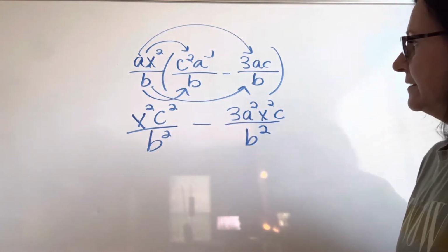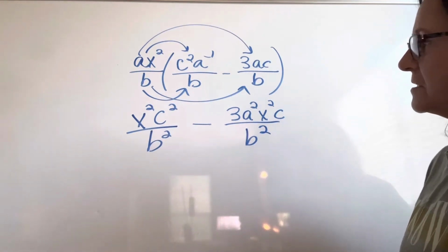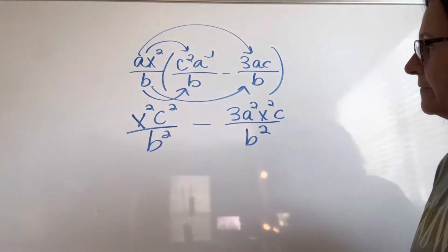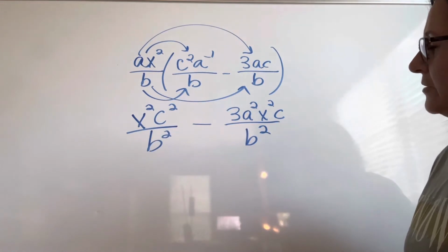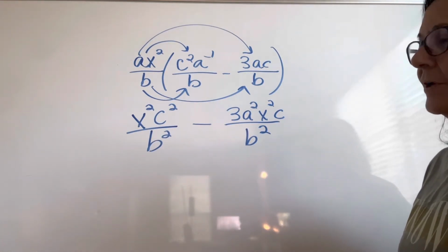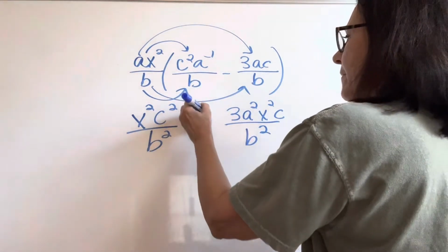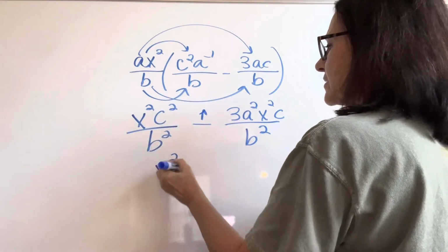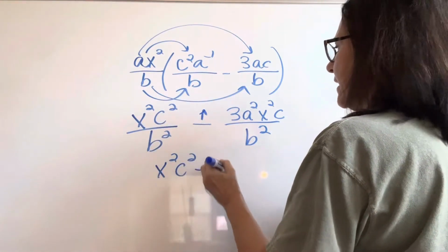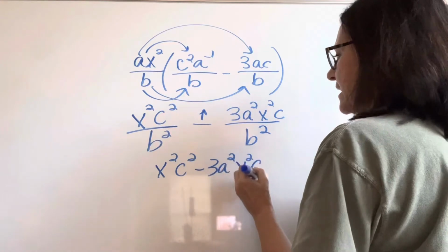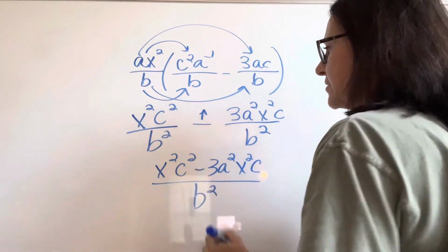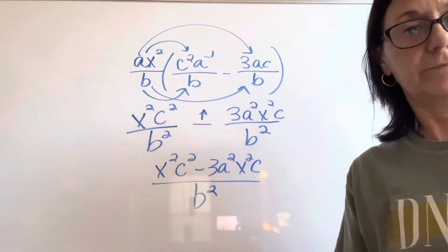And those are not like terms. That'll look good to me. They do have a common denominator. You could move the sign up and put them over the common denominator, x squared c squared minus 3, a squared x squared c, all over the one common denominator, b squared, but you don't have to do that.